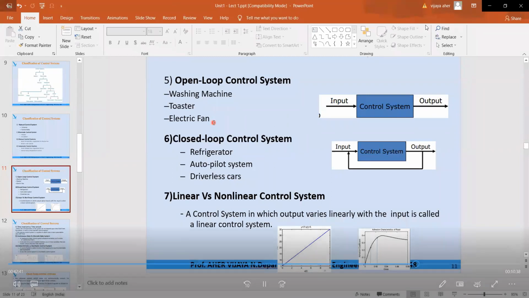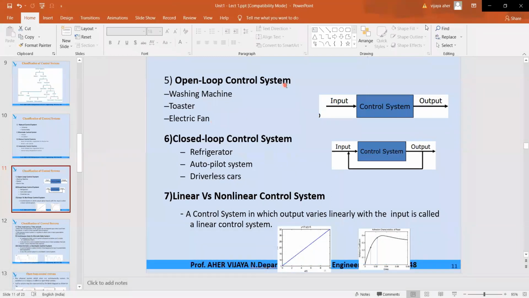Now see, closed loop and open loop control system. Open loop control system, the block diagram is like this. This is your control system. Input to control system and output of control system. There is no feedback taken. So we can draw the block diagram of open loop control system like this. Examples are washing machine, toaster, electric fan.